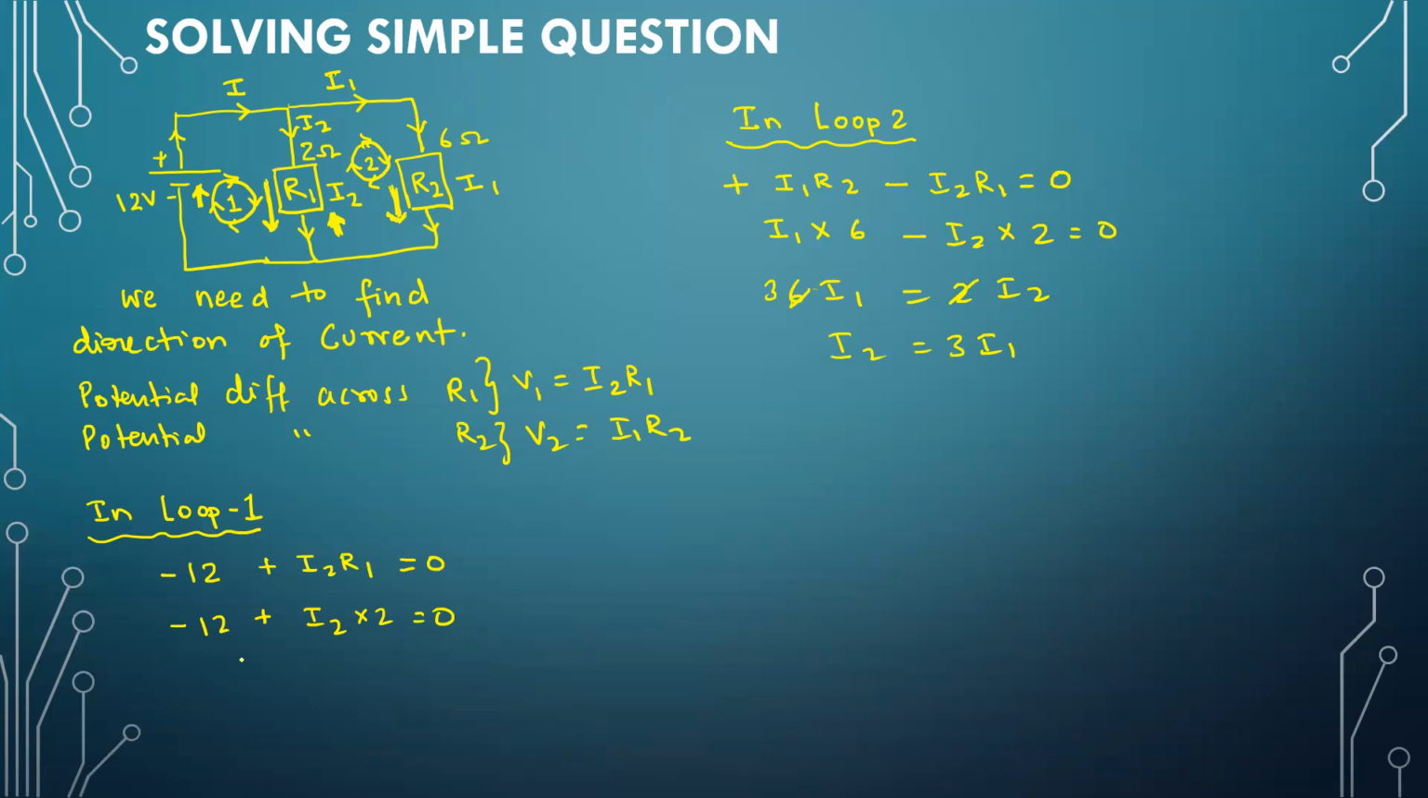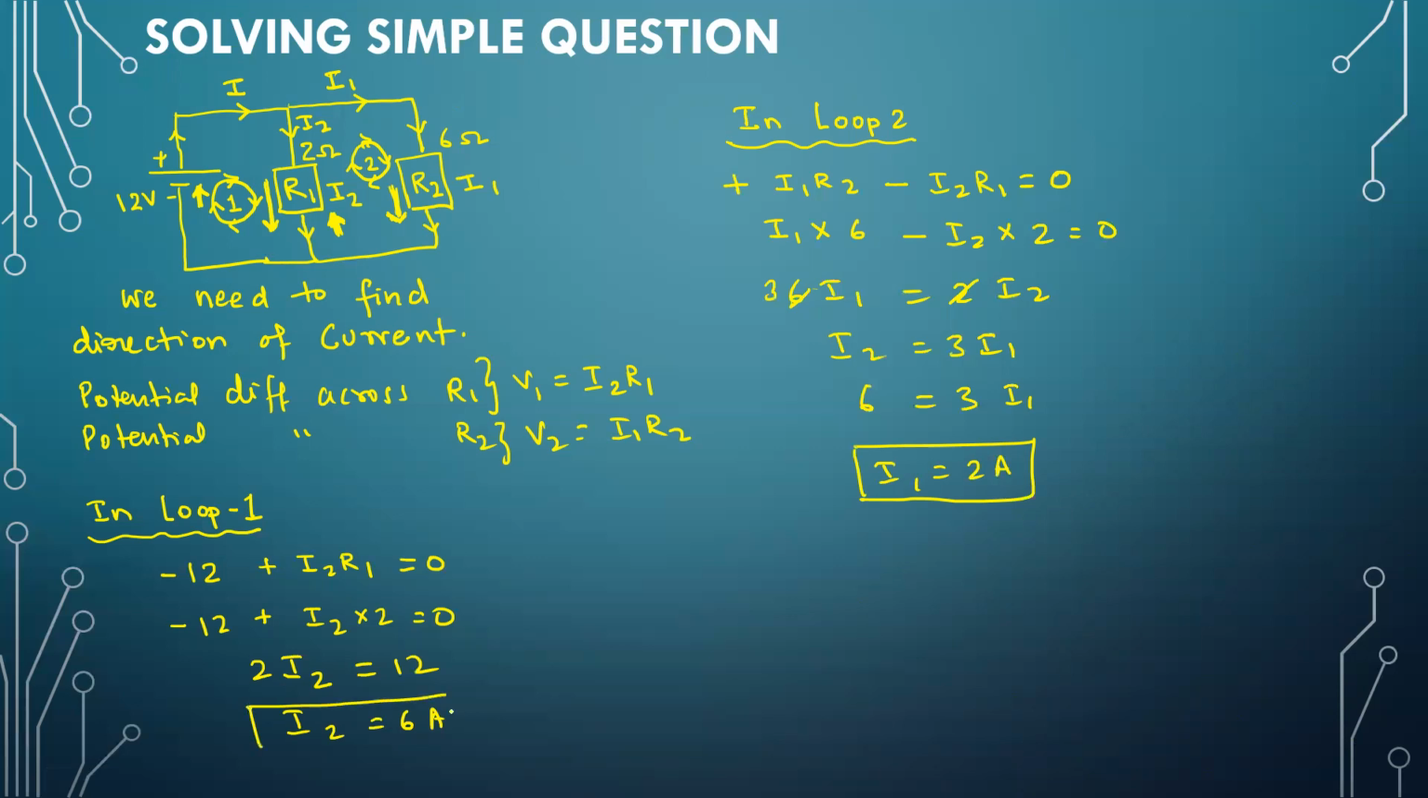In the first loop, if I continue solving, what will I get? I would get 2I2 equal to 12, right? If I shift the negative 12 to this side, I2 will be equal to 6 ampere. That I can now put here. So 6 ampere is equal to 3I1, which means my I1 is going to be 2 ampere. So I have I1, I have I2, and my total I will now be 8 ampere. Okay. So this is how we actually solve these questions.